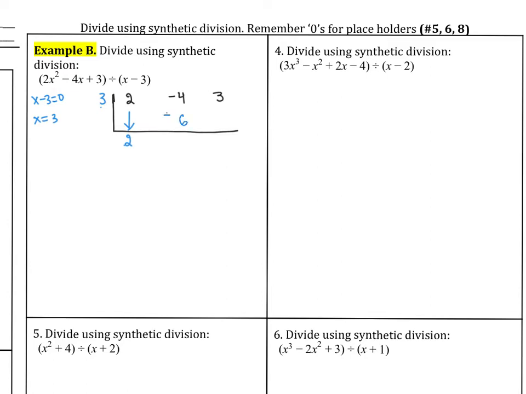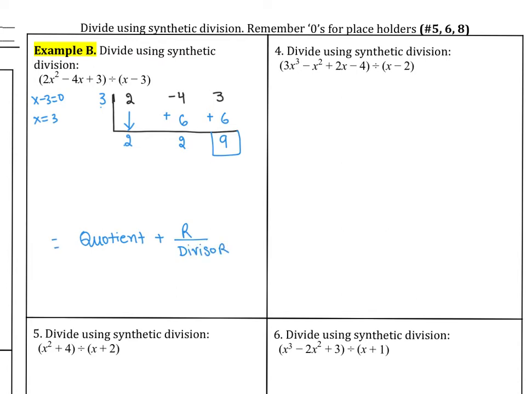We are going to add them. -4 plus 6 is 2. 2 times 3 is 6. Add them, and then you're going to get the remainder as 9. So we are going to write the quotient plus remainder over divisor in a polynomial format.